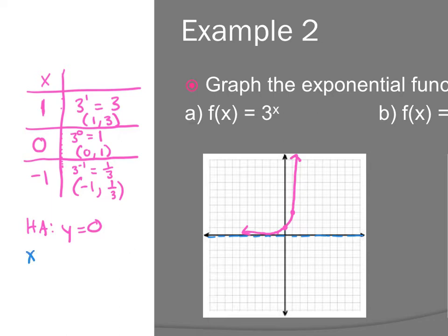What's our x-intercept? Where do we cross the x-axis? Do we cross the x-axis? No, because our x-axis is our asymptote. So we get really, really close to it, but we never touch it. So we have no x-intercept. What's our y-intercept? 0, 1.